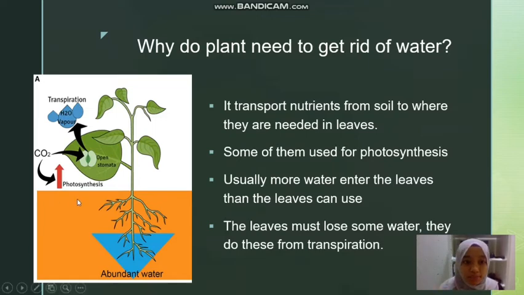So here is the picture of what happens if there is no transpiration in the plant. Water will be abundant on the soil and also on the leaf, where it will break the structure of the roots and also the plant.